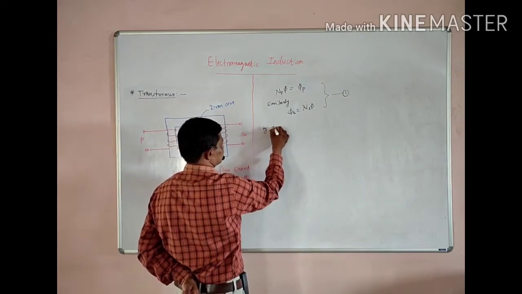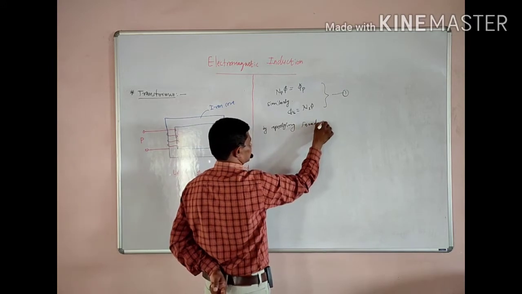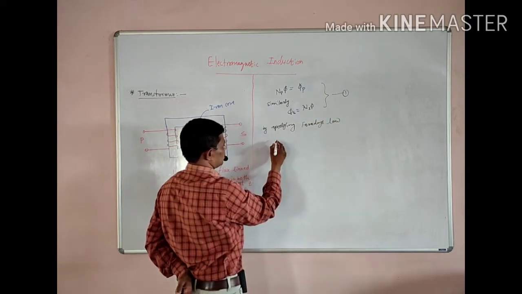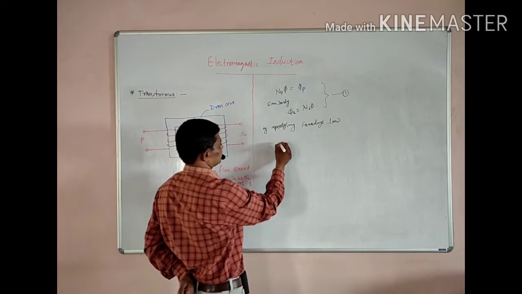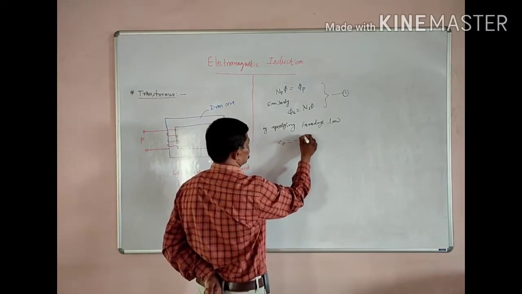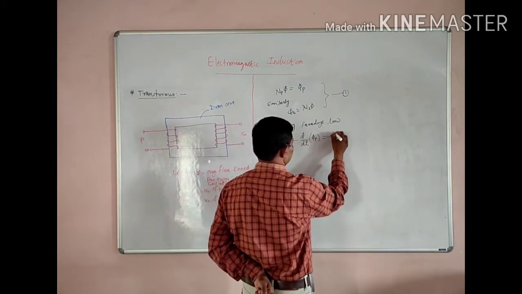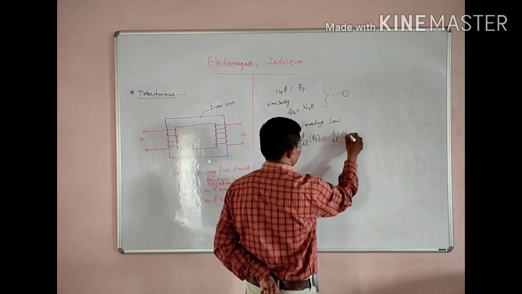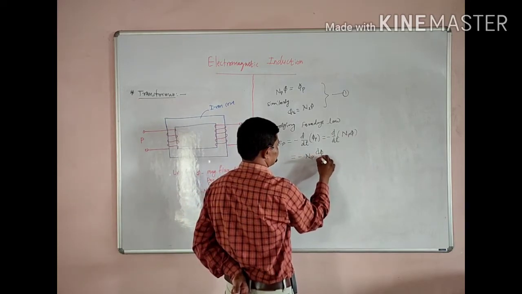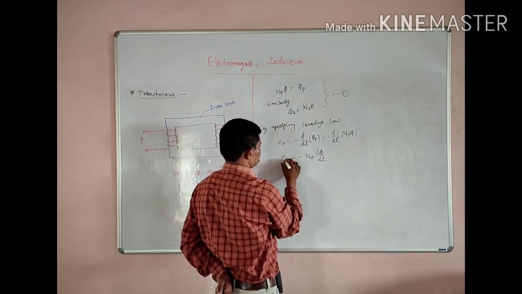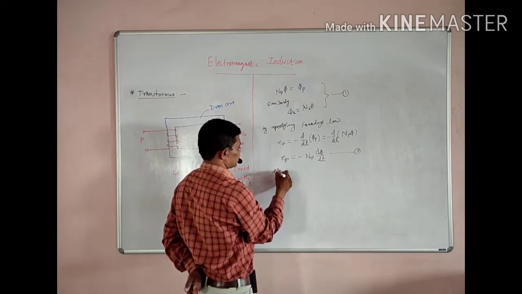By applying Faraday's law, we know that the EMF induced in the primary coil, Ep, is equal to minus d by dt of phi p, or this is equal to minus d by dt of Np phi, or this is equal to minus Np d phi by dt. This is equation second.